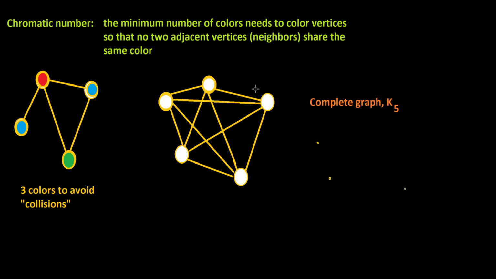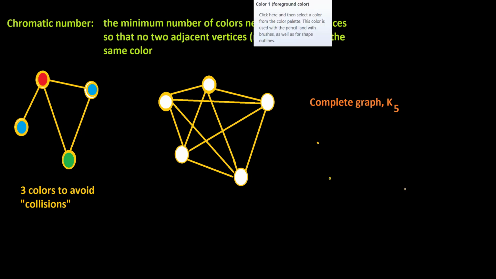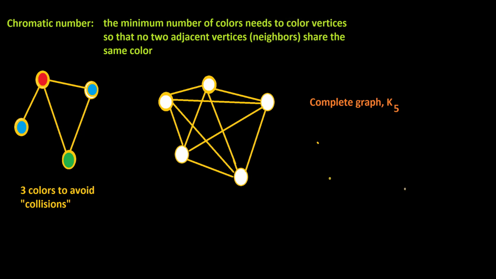Okay, so now looking at the graph on the right, we have a complete graph. This is K5. It's a complete graph on 5 vertices, meaning that if you pick a vertex, it is connected to every other vertex in the graph. And if you look here, every vertex has degree 4. So what this means is that we are going to need to choose many different colors for this graph.